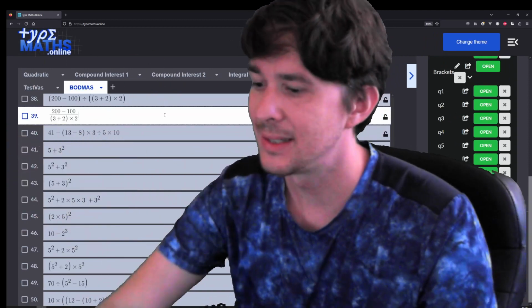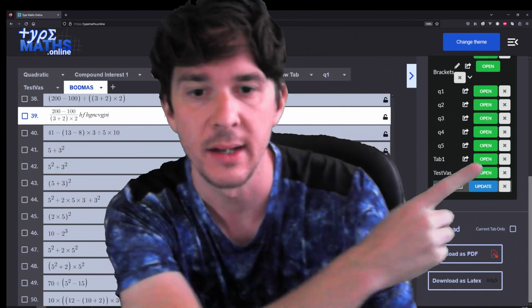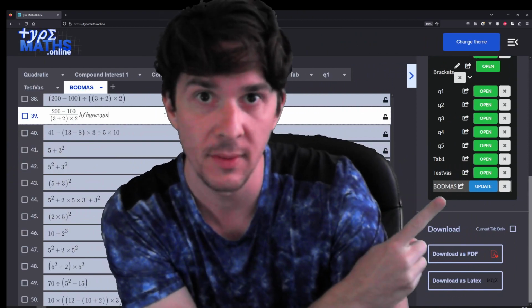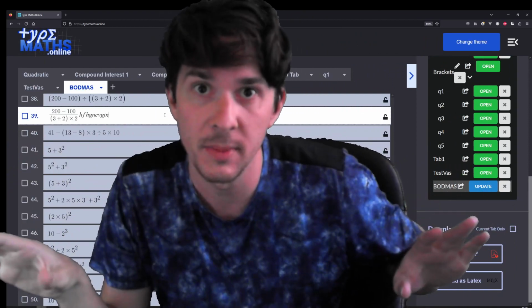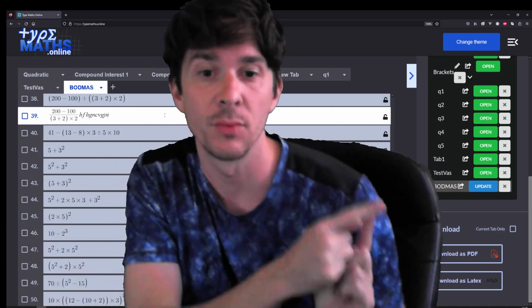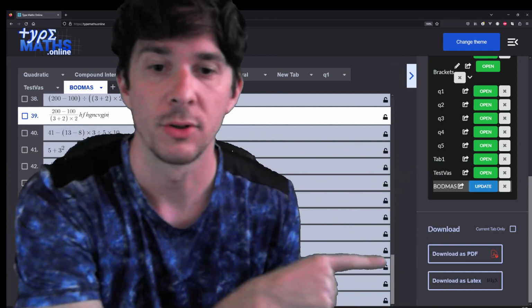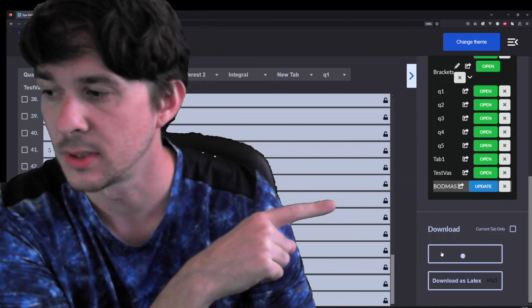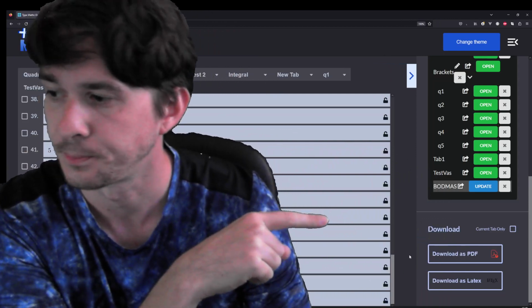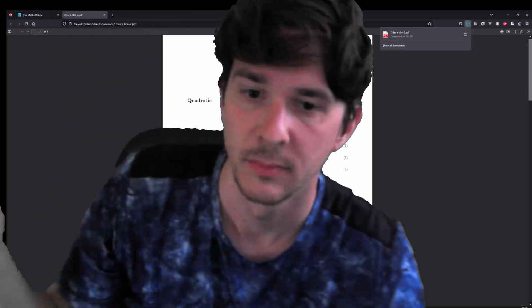Now, if I edit this, like that, I can choose either to update my saved version or I can not update my saved version, in which case I can reuse exactly the same saved version later. Also, I could download as a PDF. Let me show you what that looks like. If I hit download as PDF, give it a moment to download, here's what we get.